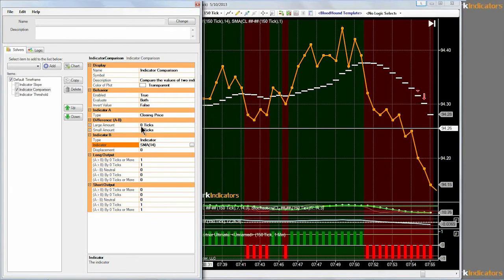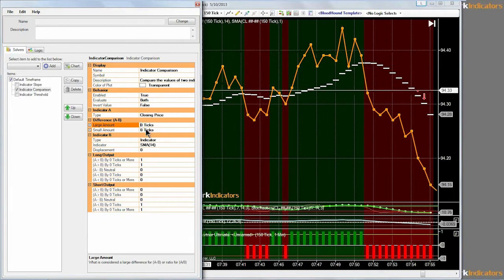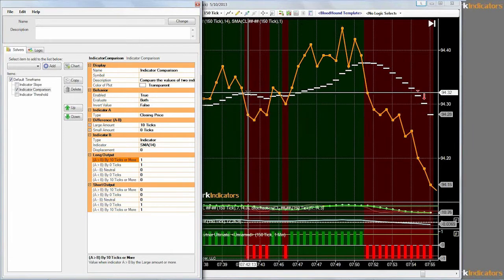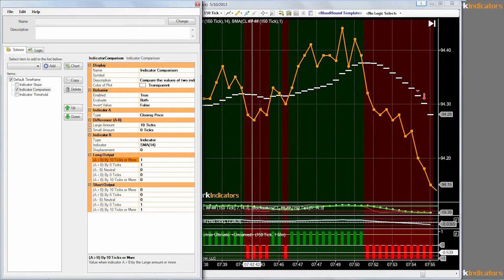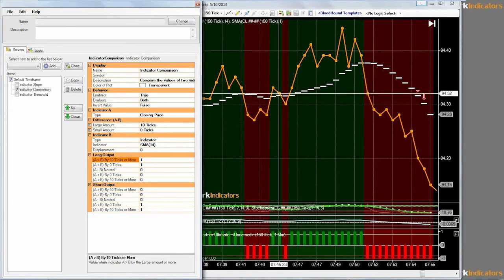So now if we start putting some requirements in here, I'll do something simple to keep the math simple. I'll look for a 10 tick amount difference. And let me click on another solver here to get the output to update. And now we can see our outputs. We can see that there's really been no change on the chart. As soon as the closing price moves below the SMA by any amount, we're getting 100% confidence, and as soon as it moves above it by any amount, it's giving us 100% confidence.